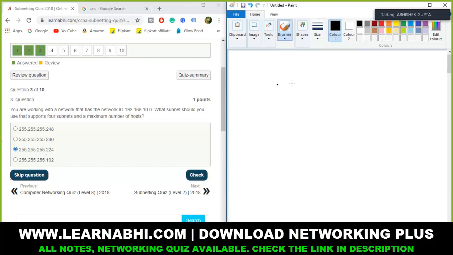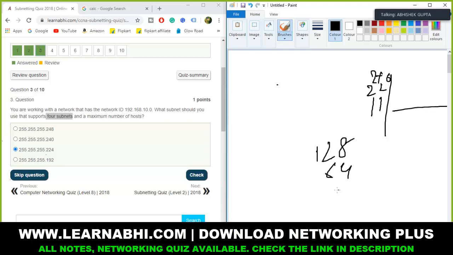First of all, let me also check from my side. Okay, this is a network ID. It is telling what subnet mask should you use that supports 4 subnets. You need at least 4 subnets, correct? So how many bits will you borrow so that you will get 4 subnets? We are going to borrow only 2 bits, right? 1, 2, and these 6 bits are going to become the host. So 128, this is 2 to the power 7 plus 2 to the power 6. The correct answer is what? 128 plus 64, it is going to become 192.